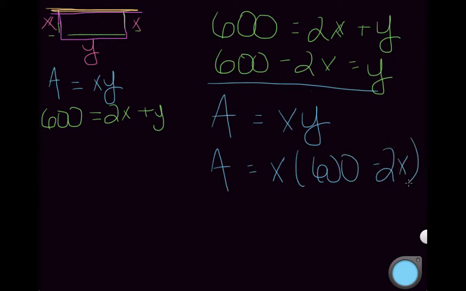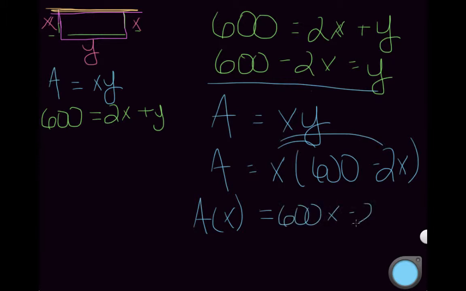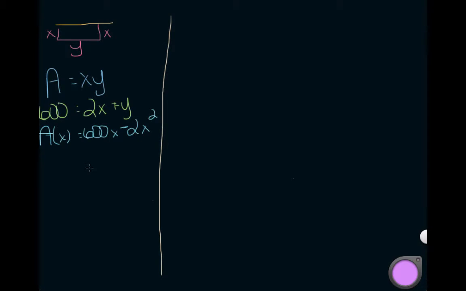All right, so that means that my area in terms of x, so I'm going to write this in function notation, is equal to, just distribute that x through, you end up getting 600x minus 2x squared. So I'm going to add that in to my list of information that I know. Now that I've figured out my equation for the area of the rectangular field, I need to figure out what values of x will even satisfy this equation at this point in time. What's the smallest x that could work? What's the largest x value that can work?